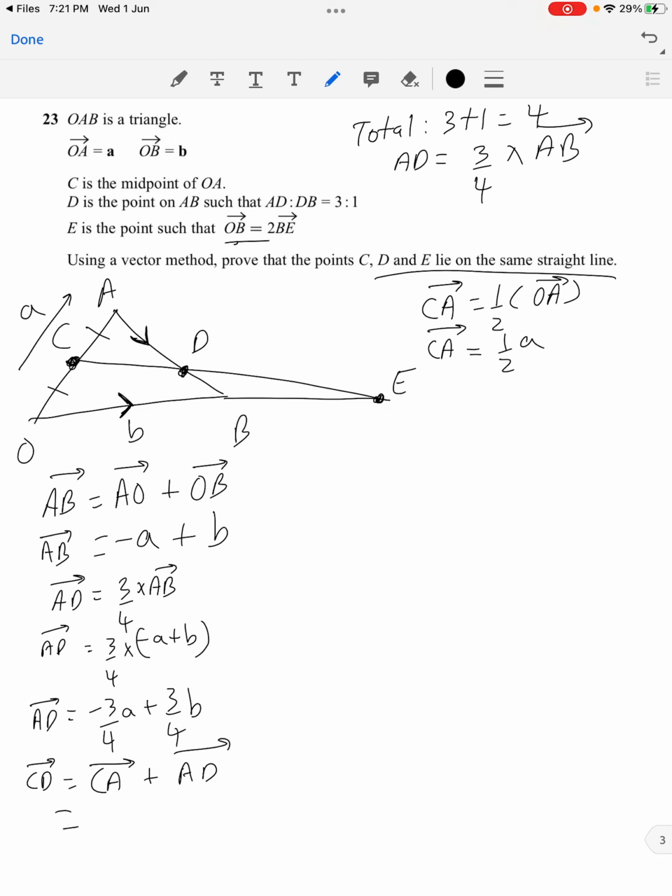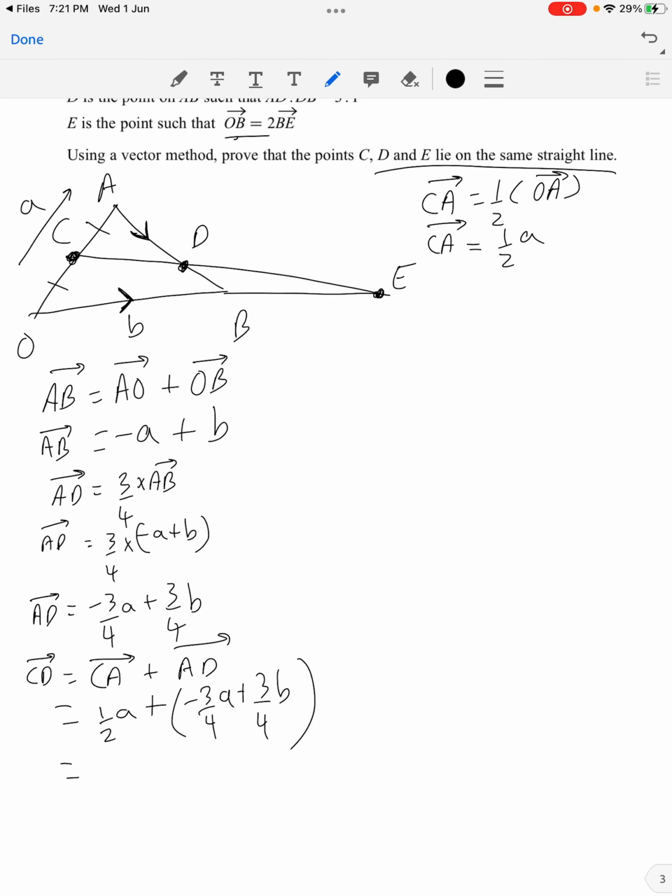Okay, we found out what CA is, it's half A. We found out what AD is, and you're going to add the brackets, minus 3/4 A plus 3/4 B. Opening these brackets up, you should be getting CD's value to be about, you guys should know how to expand the brackets, it's critical. So it should be quarter A plus 3/4 B. Your next step is to find out what CE is now.